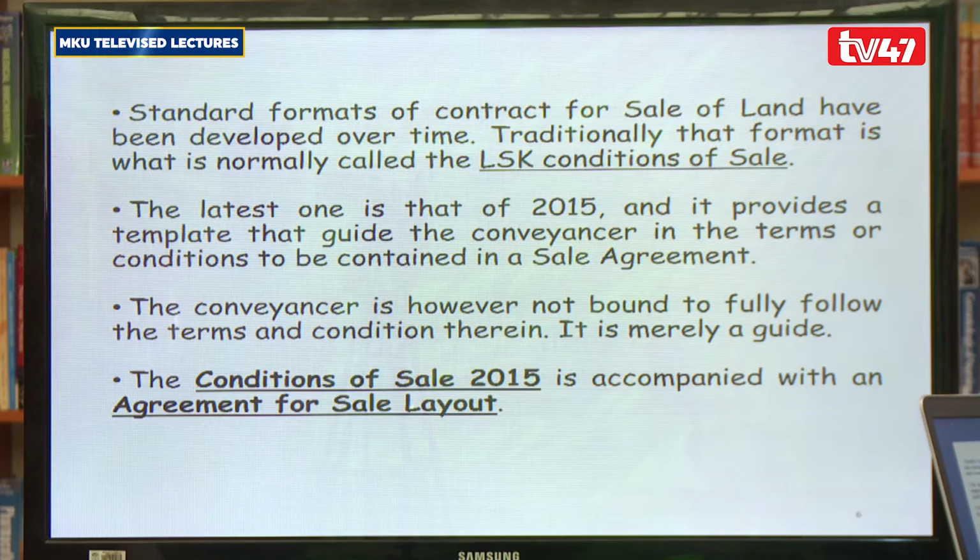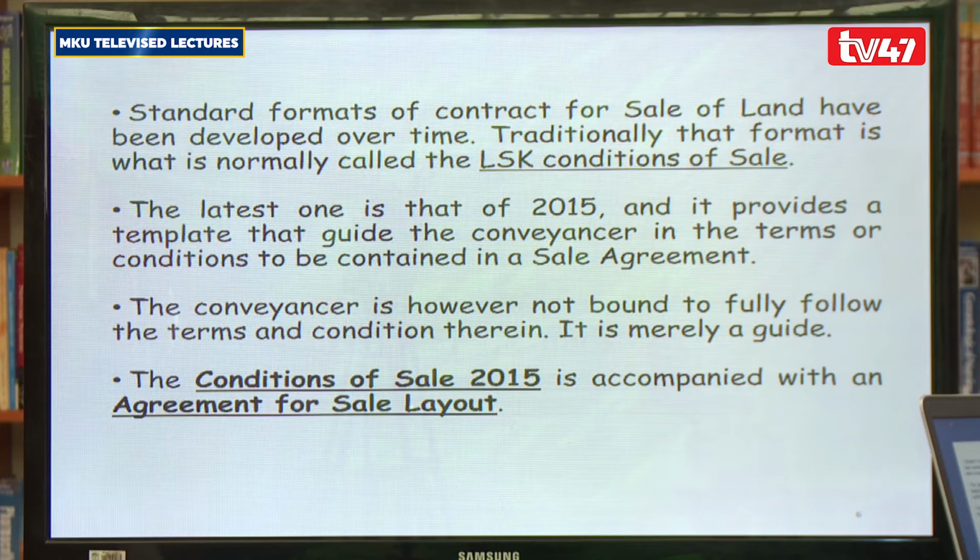The beauty about conveyancing in our jurisdiction is that we do have what we call the LSK conditions of sale. The LSK conditions of sale give an outline of what a contract for sale of land should capture. But it is important to understand that the conditions of sale, which also contain the agreement of sale layout, are not binding. The conditions are not binding on the parties.